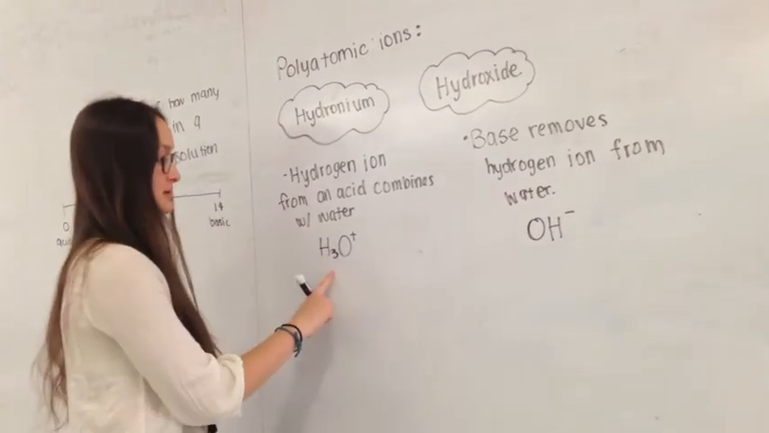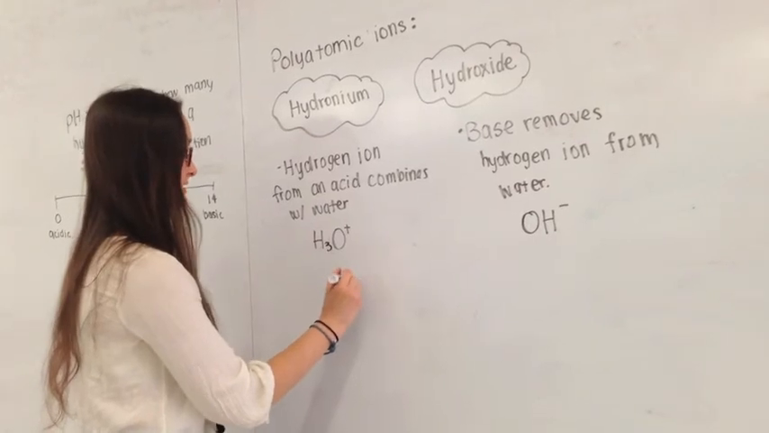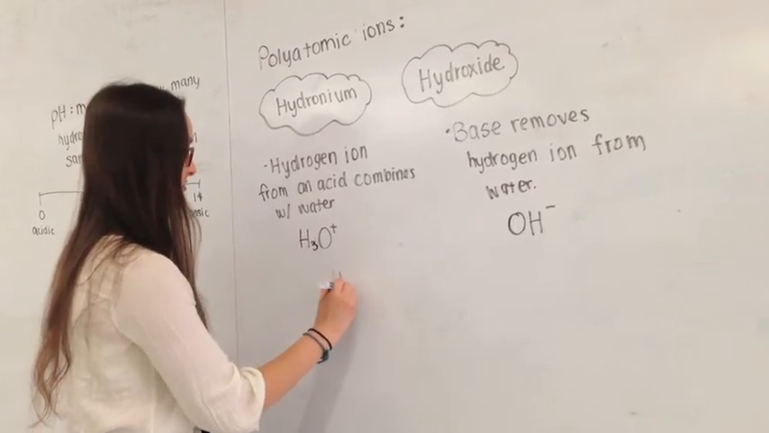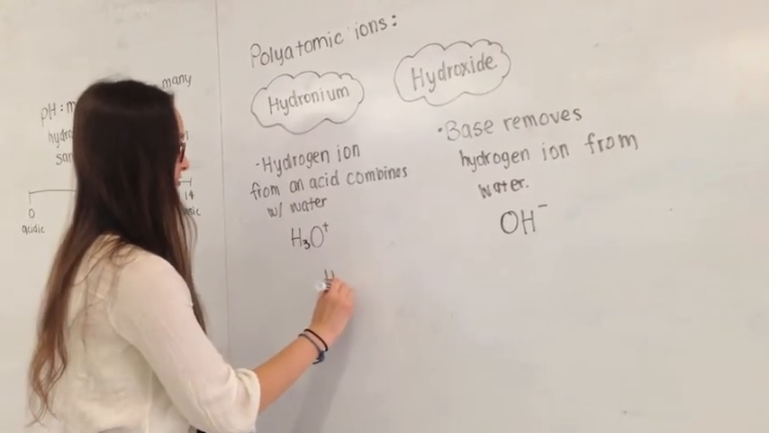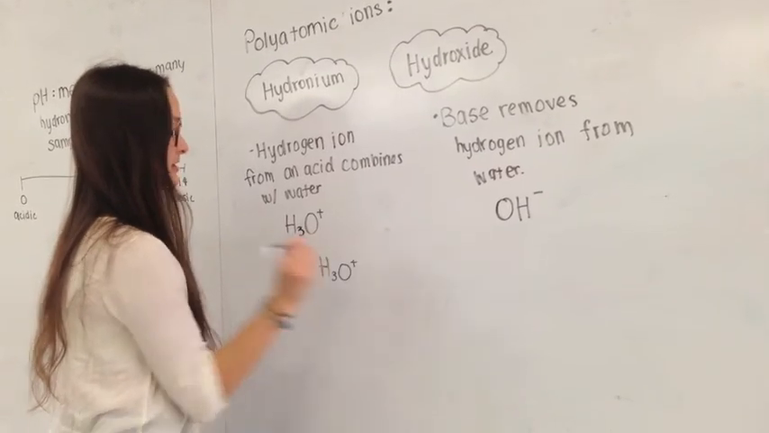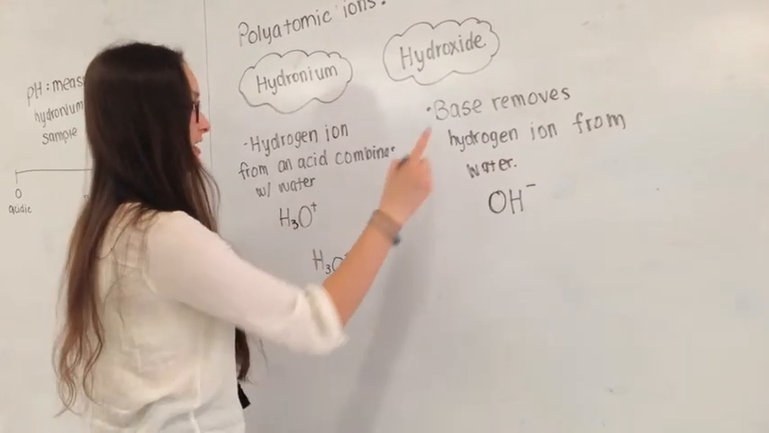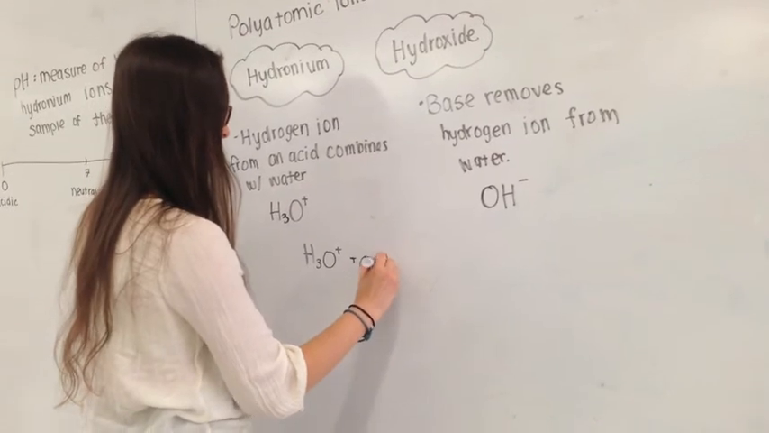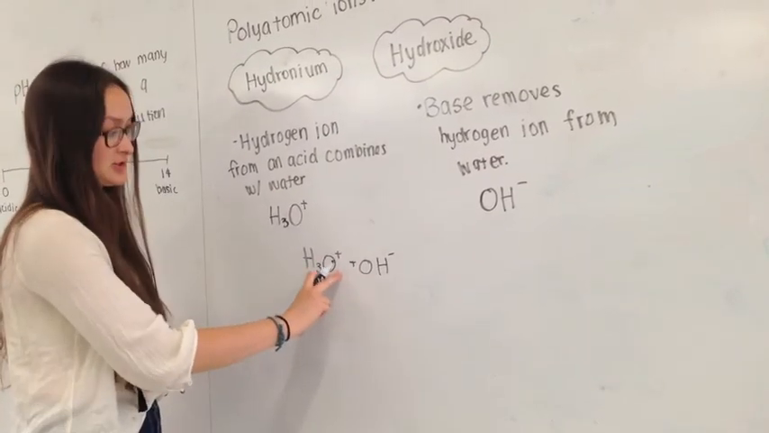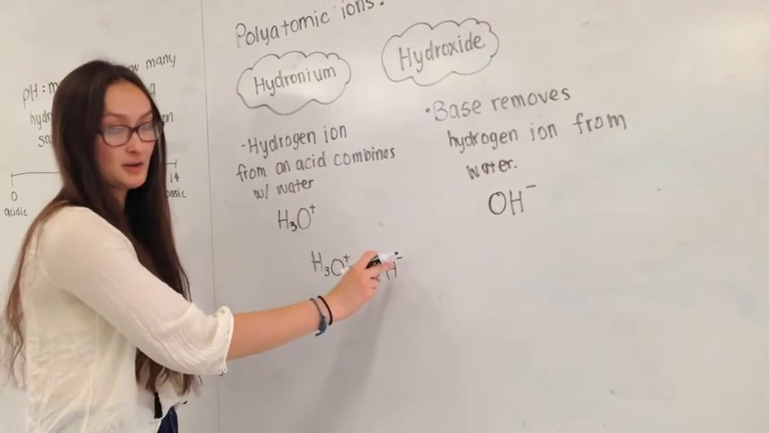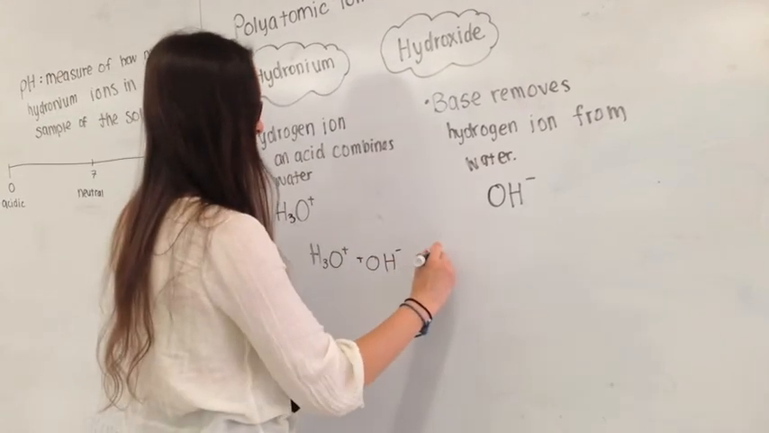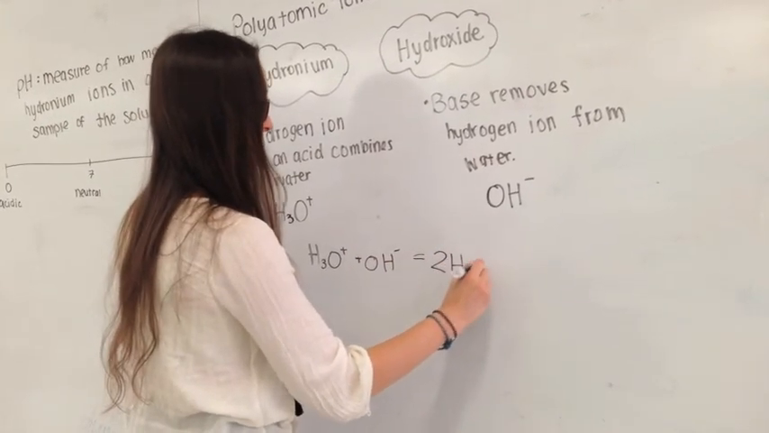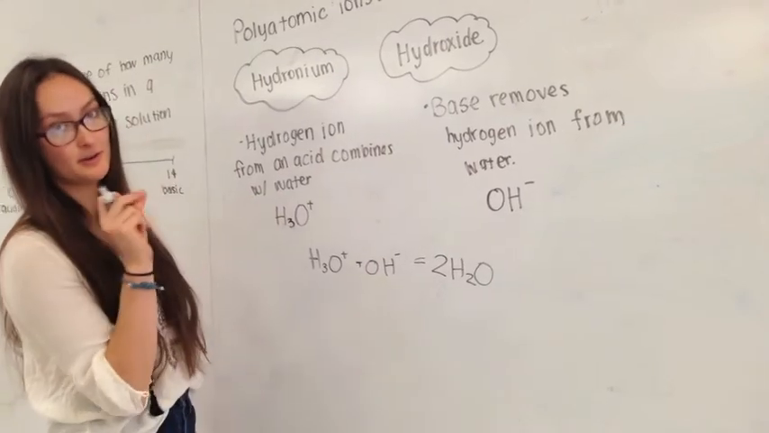And this is because when you combine the hydronium ion, the H3O+ ion, with the hydroxide, the extra hydrogen ion on this one goes over to this one, which cancels it out, and we just get 2 H2O as our final equation.